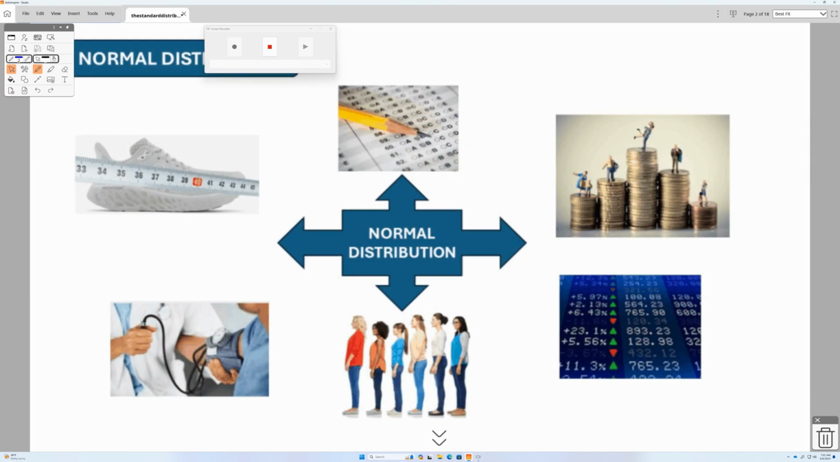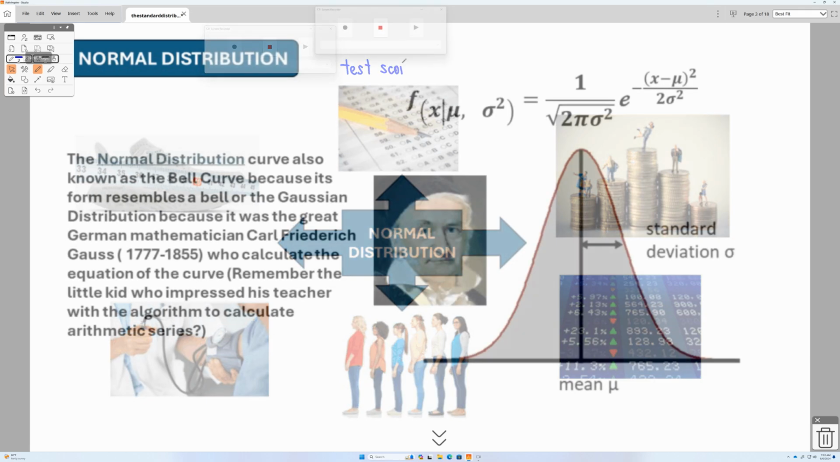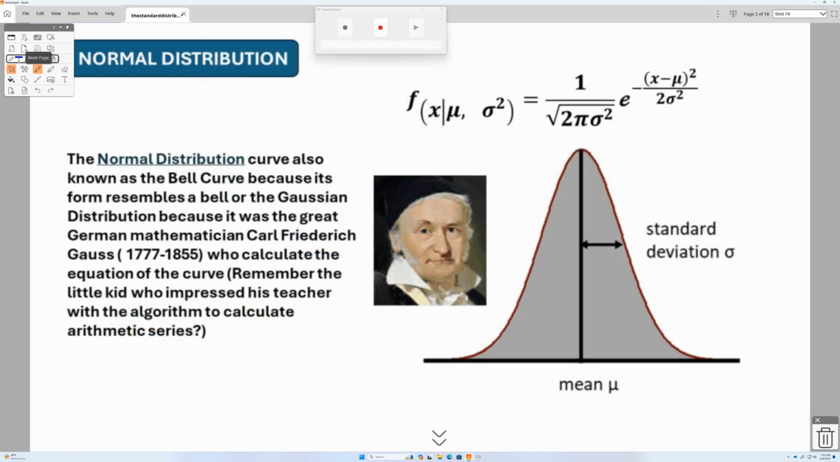Among the applications of the normal distribution, we have the scores of a test, people's income, stock market, heights, blood pressure, and shoe sizes. The normal distribution is also called Gaussian distribution because of the famous German mathematician Karl Gauss who discovered it. The shape of the distribution is determined by the mean and the standard deviation of the dataset.